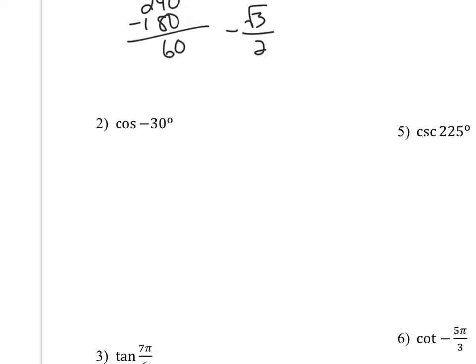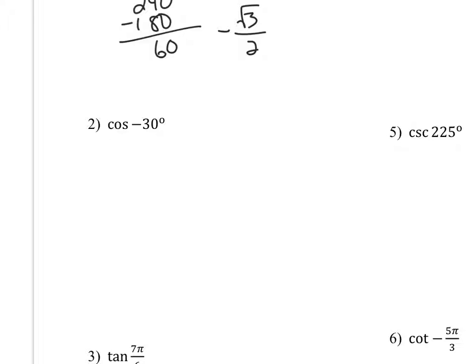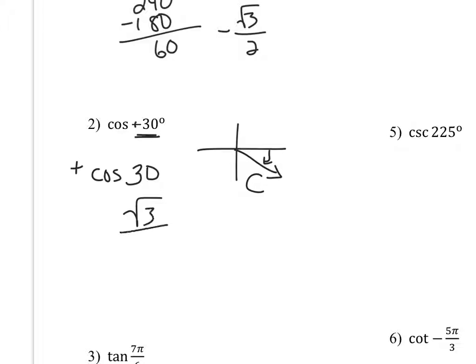Okay, so cosine of negative 30. Negative 30 is right here, so that's in quadrant 4. We know cosine is positive in quadrant 4, so it's the same as positive the cosine. And what's the reference angle for negative 30? It's just 30. So the cosine of 30 is also radical 3 over 2, but in this case it's positive because we're in quadrant 4.